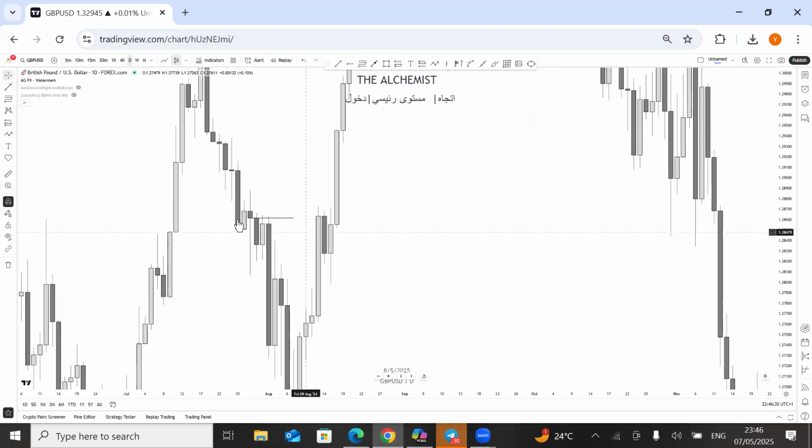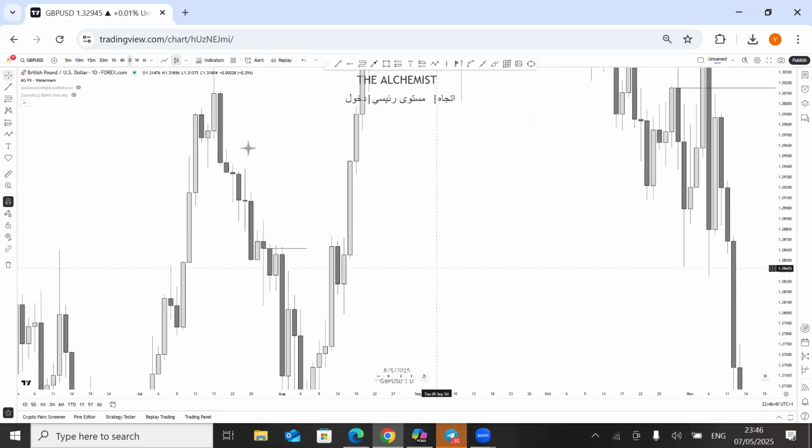We have this open close level. Price came back, tapped there. We had to move to the downside. So that's how these levels work. Here's another one. That's how this key level works.